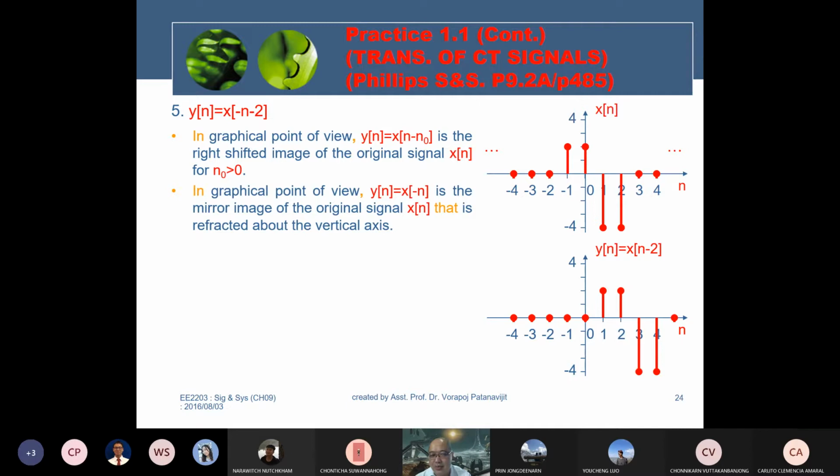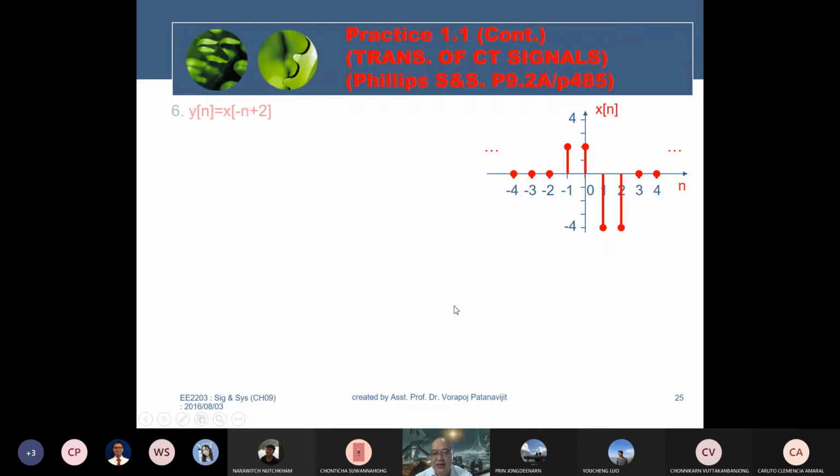In the graphical point of view, yn equal to x minus n is the mirror image of the original signal xn that is reflected about the vertical axis. Here. Okay, you can check whether what you did is right or wrong, and if wrong, which point is wrong. Okay. Next one, yn equal to x of minus n plus 2.